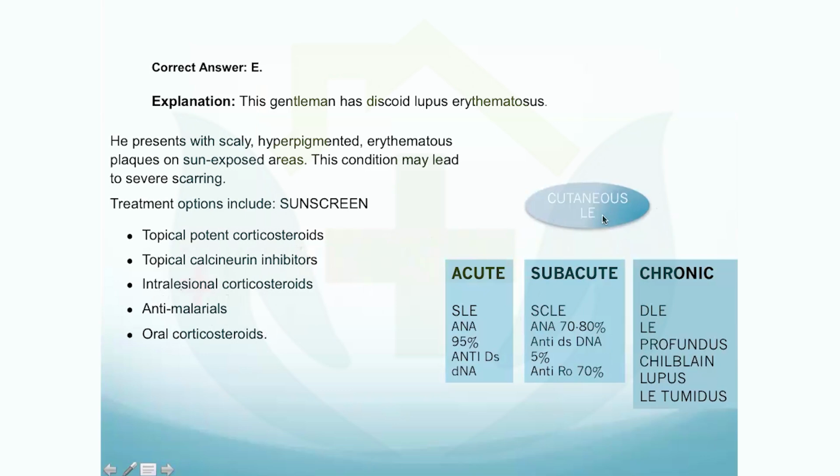So cutaneous LE can be divided into acute, subacute, and chronic. In the acute group, we have SLE. In subacute, we have SCLE. And in the chronic group, we have DLE, lupus profundus, and lupus tumidus, which have a more chronic course. But remember, chronic patients can also have features of SLE at times. So it's important you investigate all those patients for other features of SLE to fulfill the criteria of SLE.